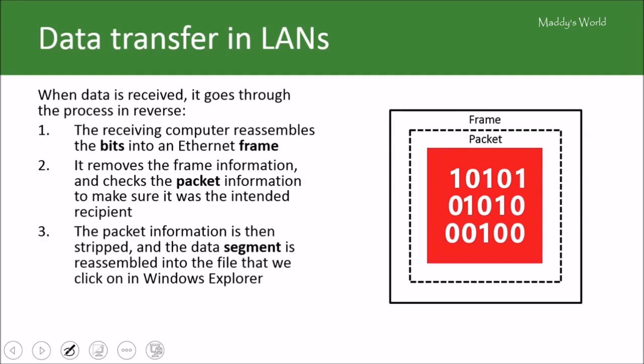reverse process. So what happens is that the receiving computer is going to go ahead and take all those bits. It's going to reassemble the Ethernet frame. It's going to strip that physical addressing information, and then it's going to strip the logical addressing information known as the IP address. So it's no longer a packet anymore. It's going to come back into its segment form, and then it's going to be reassembled into the file that we click on in Windows Explorer, which I think is a pretty cool process, and it actually really simplifies the way that data transfer occurs.